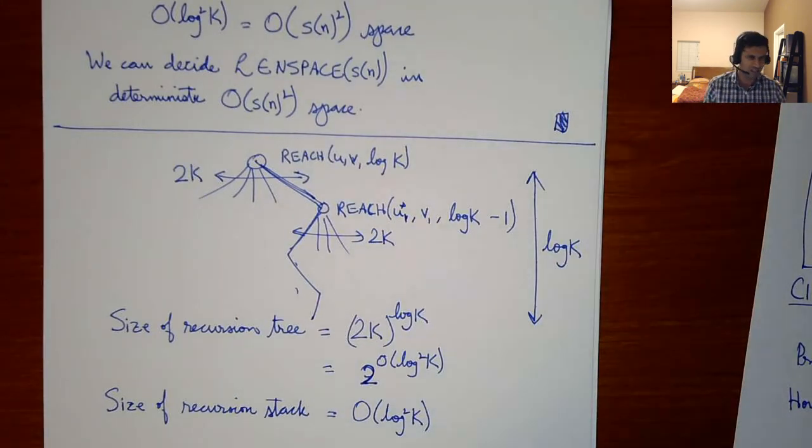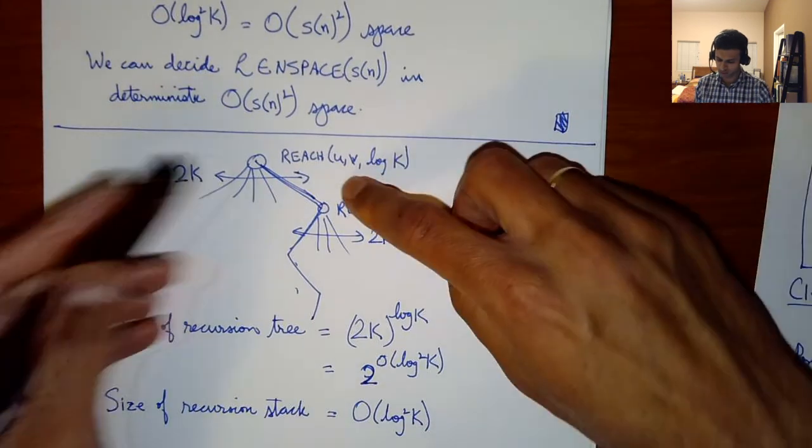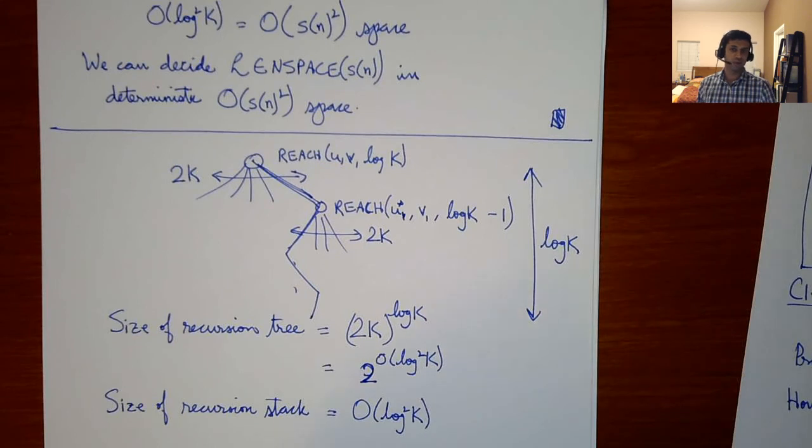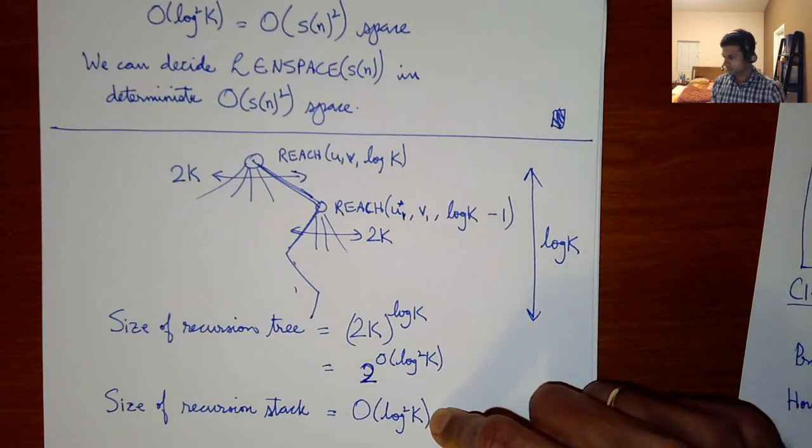You're looking for the answers in a particular way, in this case, that you're seeing that these two calls have the same answer. So you only have to store the recursion stack, which is a stack of calls going down. And the size of that recursion stack is just O of log squared k. So that's the idea of why you get log squared k space, even though the runtime is exponential in the space.